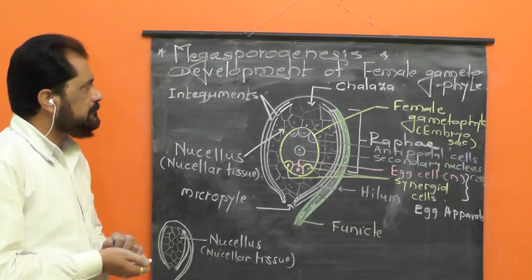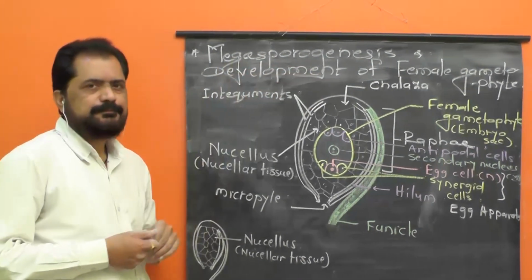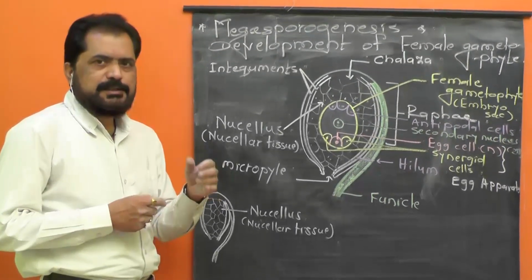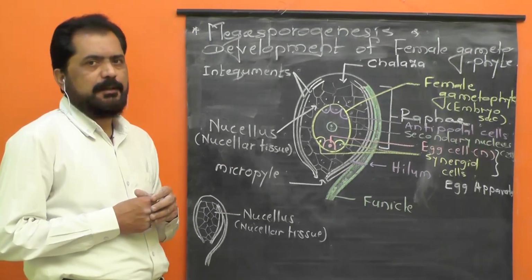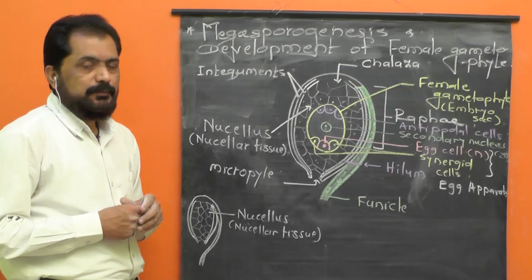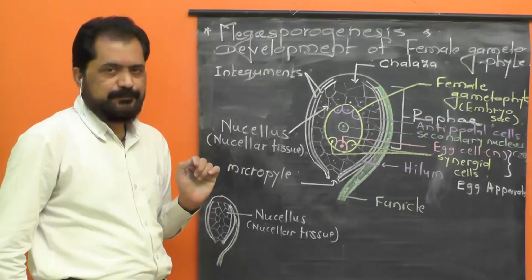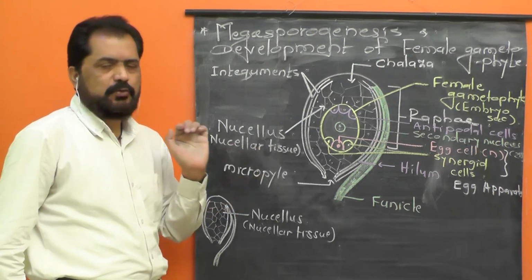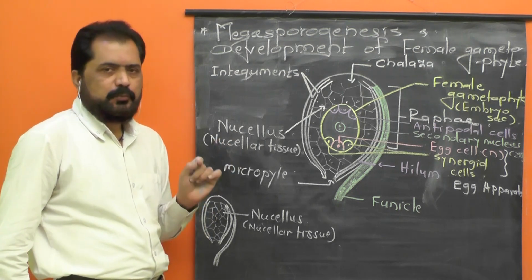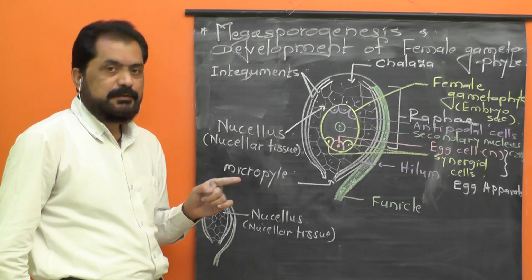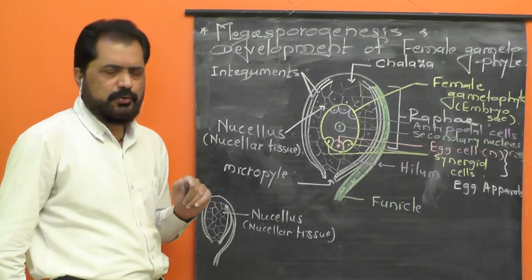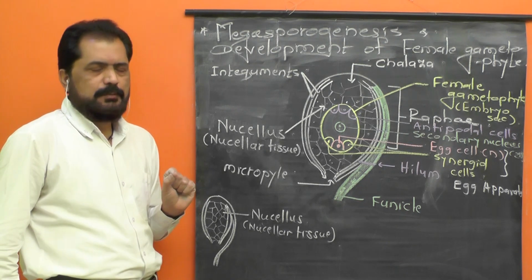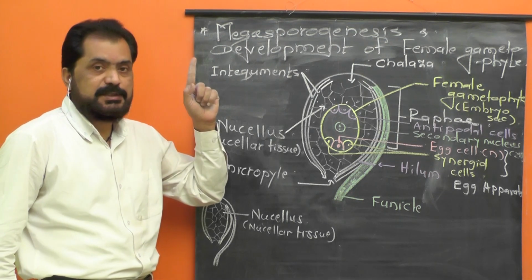Now listen, what is megasporogenesis? Actually, in my last lecture, while studying the pollen grains, stamen, anther, and development of male gametophyte, we came across the term microsporogenesis. Am I right? Microsporo stands for microspore, genesis for formation. The process of formation of microspore, that is pollen grain, is called microsporogenesis. We studied in the last lecture that it takes place in the pollen sacs of anther.